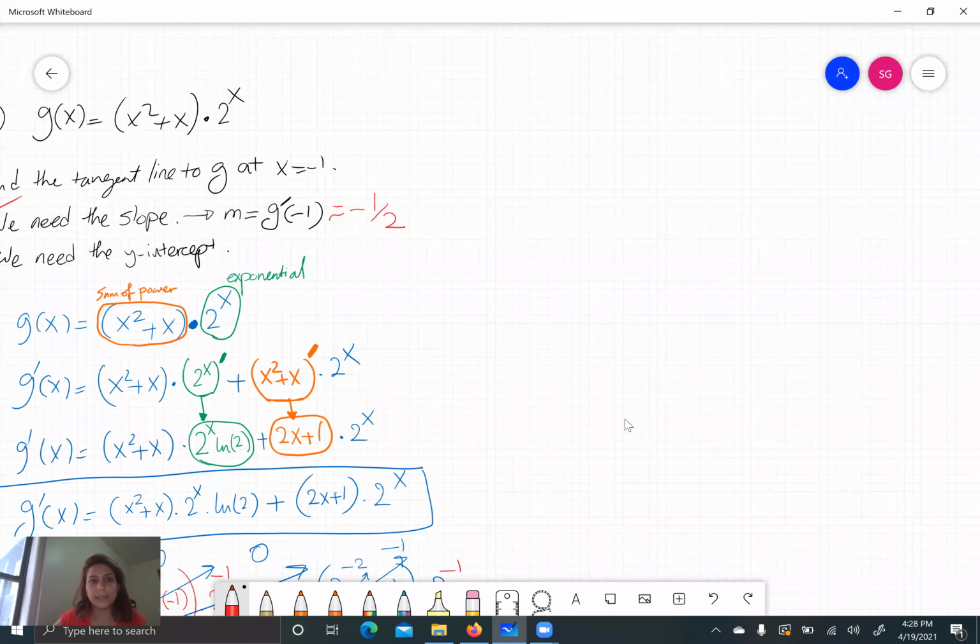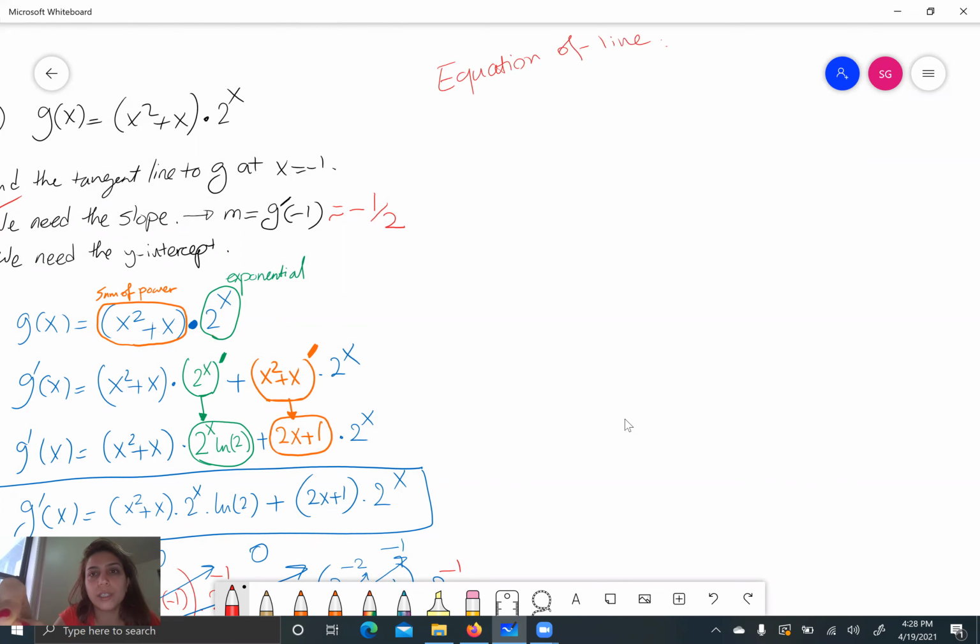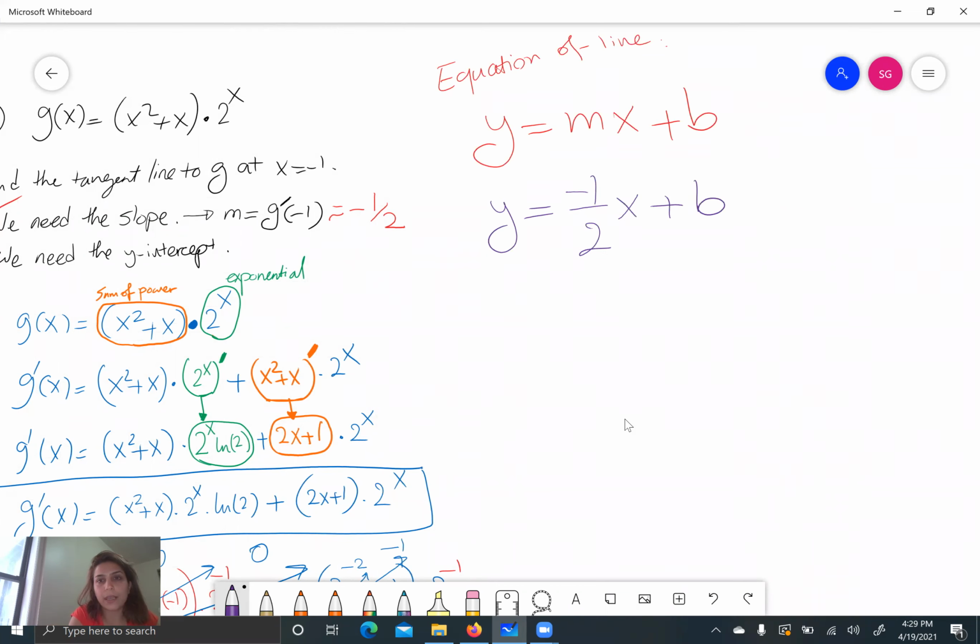To find the y-intercept, recall that let's start with writing the equation of the line. We are looking for the equation of the tangent line. So what is the general format of the equation of a line? y equals mx plus b. So in this case, y equals negative half x plus b. So we just don't have the b, the y-intercept.